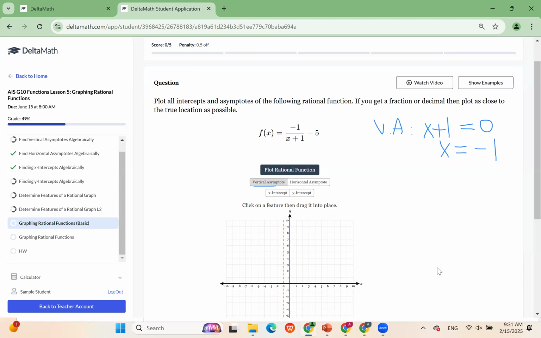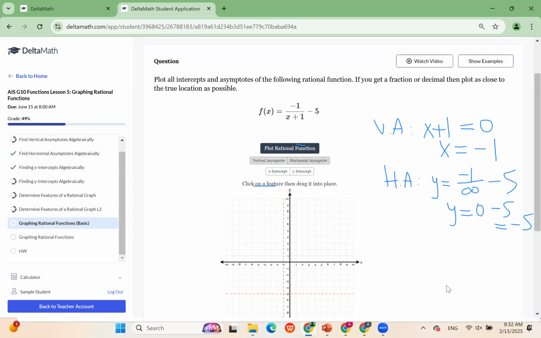For the horizontal asymptote, we put x as a very large number. So y equals -1 over, of course, this is neglected, so -1 over infinity, or 1 million, or whatever, minus 5. So this becomes 0 minus 5, which is -5. So we're going to click on horizontal asymptote here. My apologies. And we're going to drag it to -5.